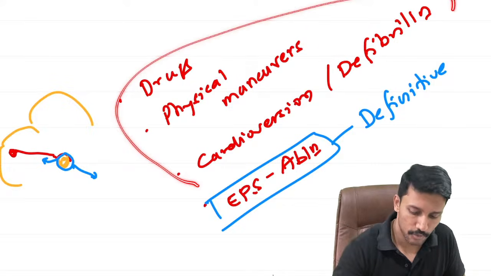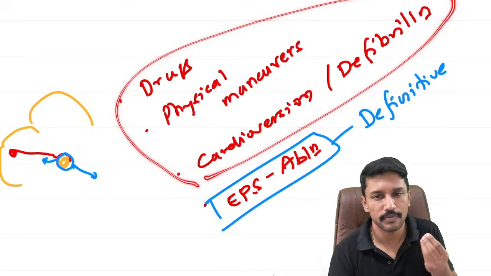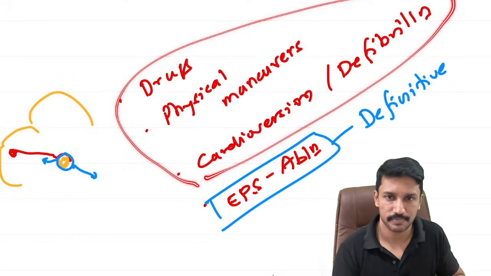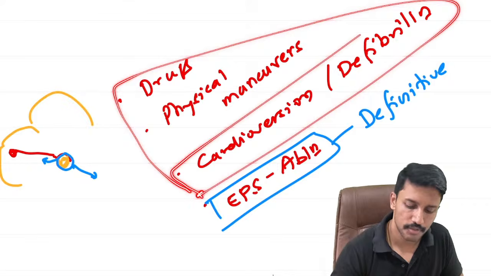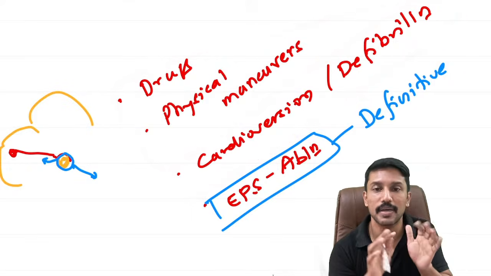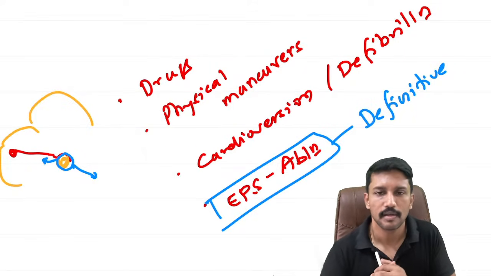So among these, for someone who is presenting to me for the first time with an arrhythmia, what should I choose? What is the best? Among these, for an acute management, cardioversion or defibrillation or shock is the best treatment. Shock is the best treatment.